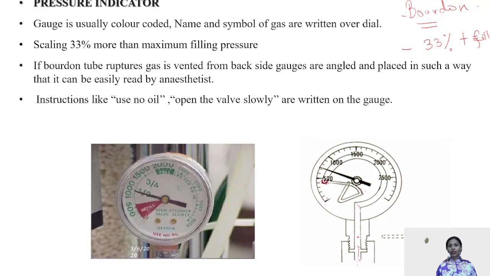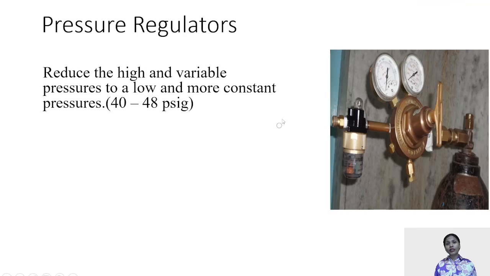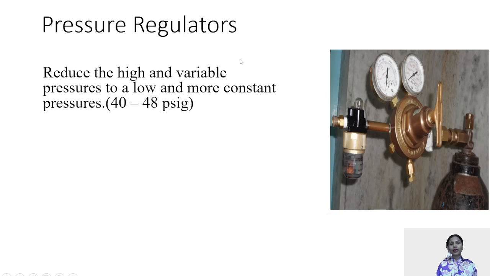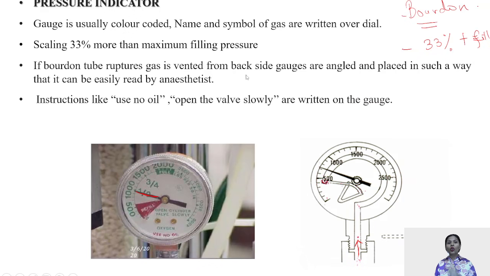It has a constricted entry of the gases. It looks something like a clock if you see it carefully, and the arrow is going to move according to the pressure of the gas in the cylinder. The special part of this is that it gets vented. Suppose the pressure of the cylinder increases very high, it will vent through the back of the pressure indicator and not the front. That is, if the Bourdon tube ruptures, gas is vented from the back side of the gauge and not from the front, which is a protective mechanism.